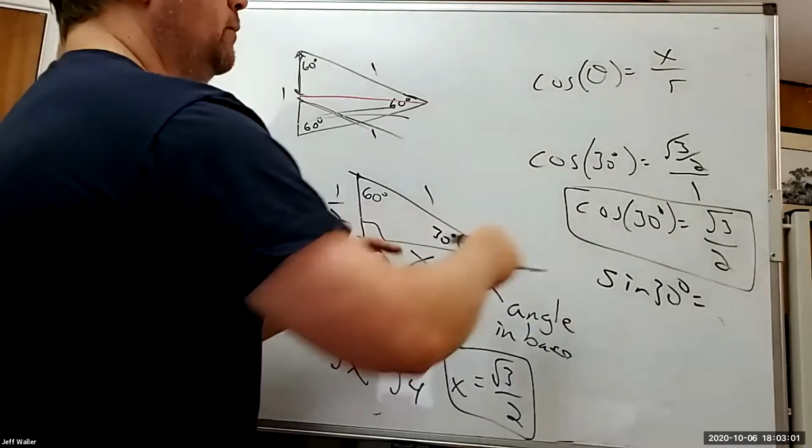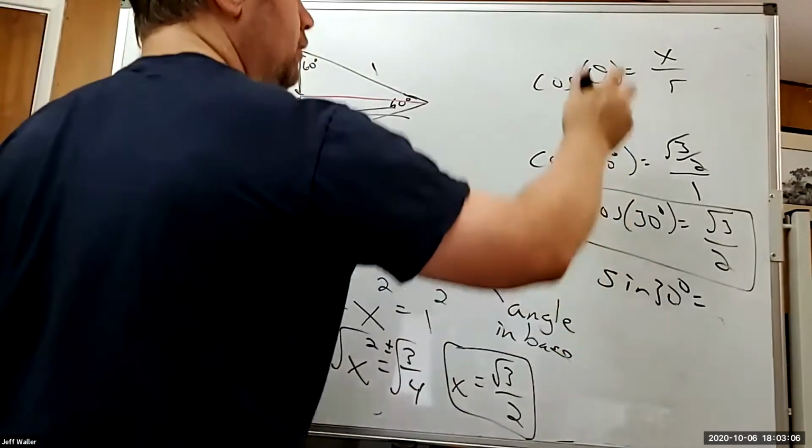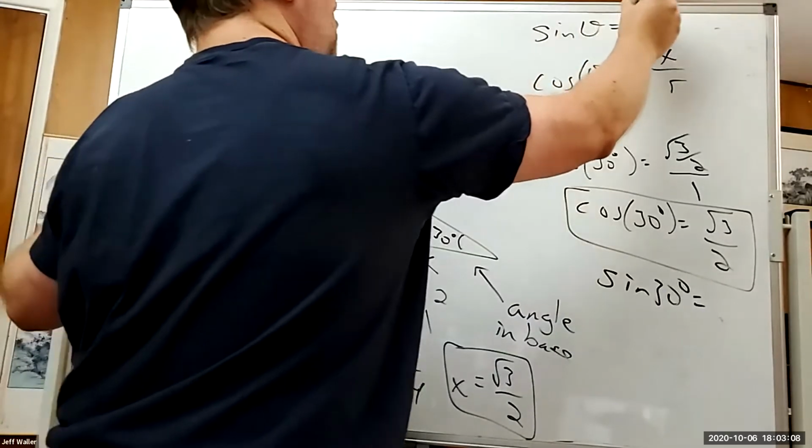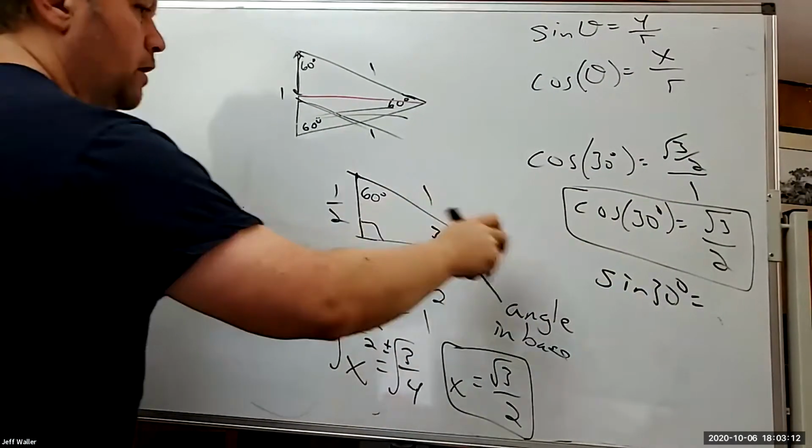What's sine? I'm sorry, go ahead. 1/2. Because it's 1/2 over 1. Yeah, so sine in general tells me y to r. So sine will be 1/2 to 1, so it's just 1/2.